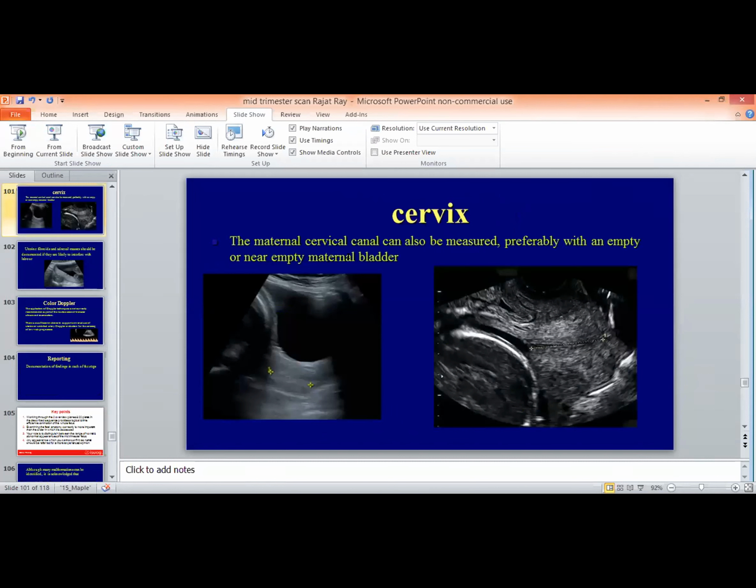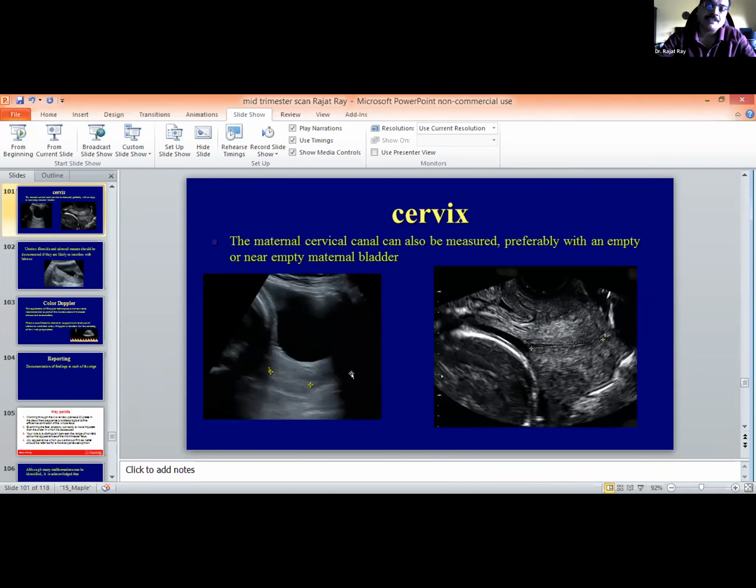Then the cervix. The maternal cervical canal can also be measured, preferably with an empty or near empty maternal bladder. Usually, when we are doing a transabdominal sonography, we do eyeballing. If the cervix looks normal, we may not measure it, but it can be measured transabdominally. Although the ideal is to measure it transvaginally, due to discomfort, in all mid-trimester scans we do not ask the patient to undergo a transvaginal scan for cervical length.